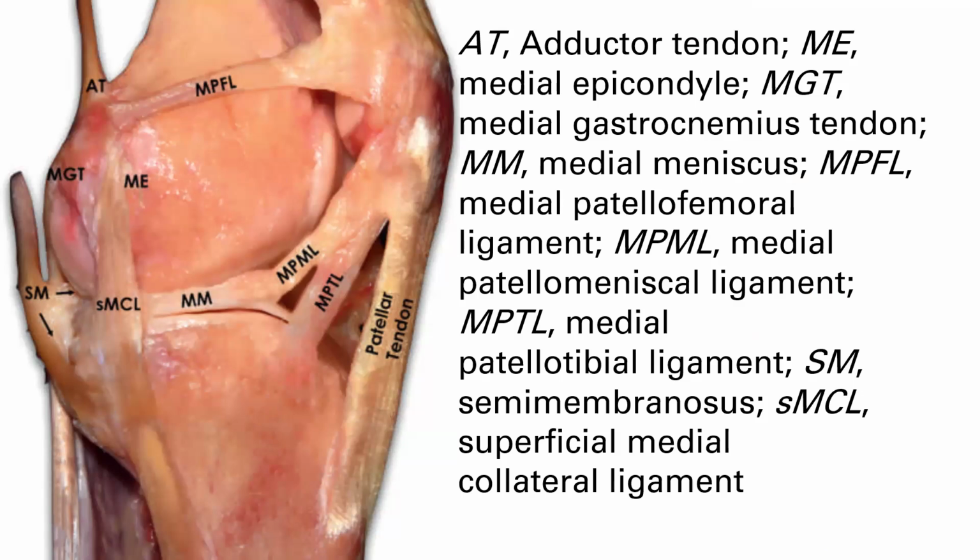You can see the patellar tendon in front. You can see the medial patellofemoral ligament. You can see the medial patellomeniscal ligaments. You can also see the semimembranosus and the superficial medial collateral ligament. You have to look at these. You have to have in your mind clearly where each of the ligaments is.